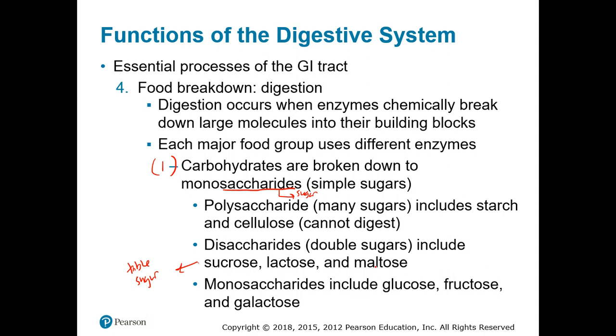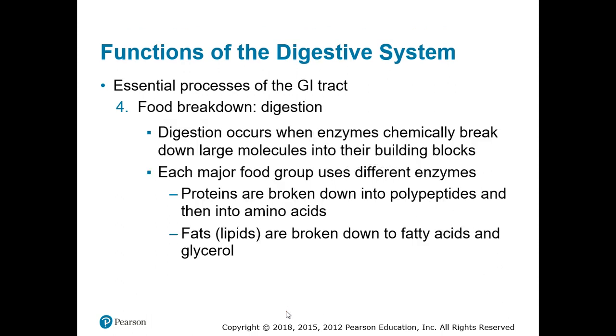And then these are all going to be broken down into monosaccharides like glucose, which is very important for cellular respiration, fructose, which is fruit sugar, and even galactose, which is found in milk. If we're going to talk about the other major food groups, you also have proteins. These proteins get broken down into something called polypeptides, which are further broken down into amino acids. And then you have fats, also known as lipids, and these are broken down into fatty acids and glycerol.